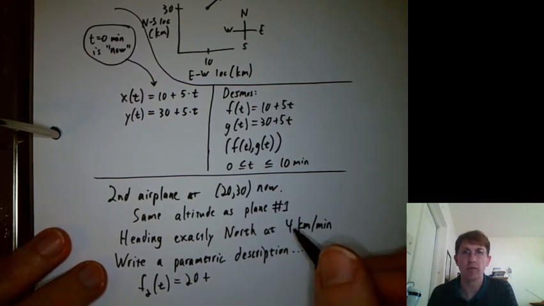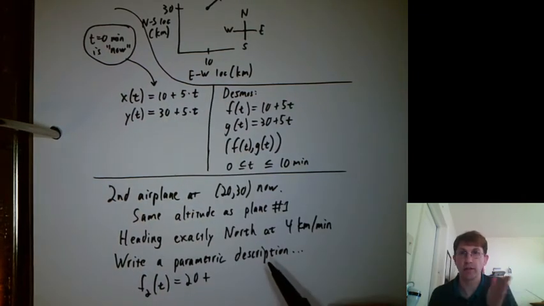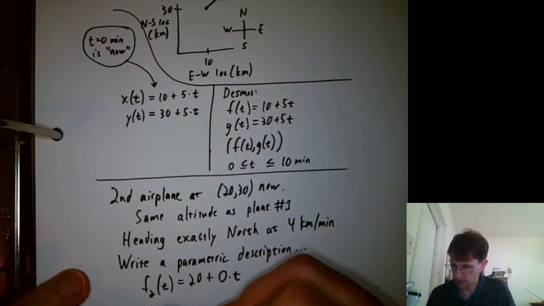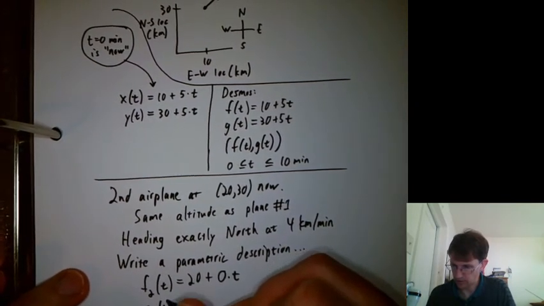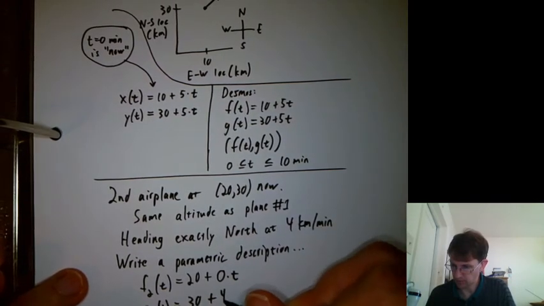east-west velocity. F and x are about east-west. What's its east-west velocity? 0, because it's heading exactly north. So it would be 0 times t. g2 of t equals 30 plus 4 kilometers per minute times t.